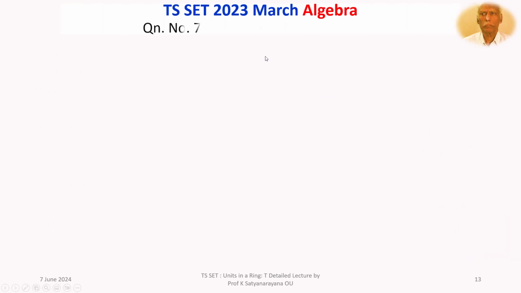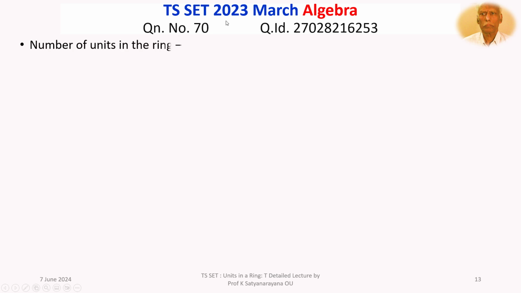Now let's move on to the last question. I think, yes, it's the last question. This question has come in the TS SET 2023 March exam, from algebra, that is from the units in a ring. The question number is 70 with this question ID.